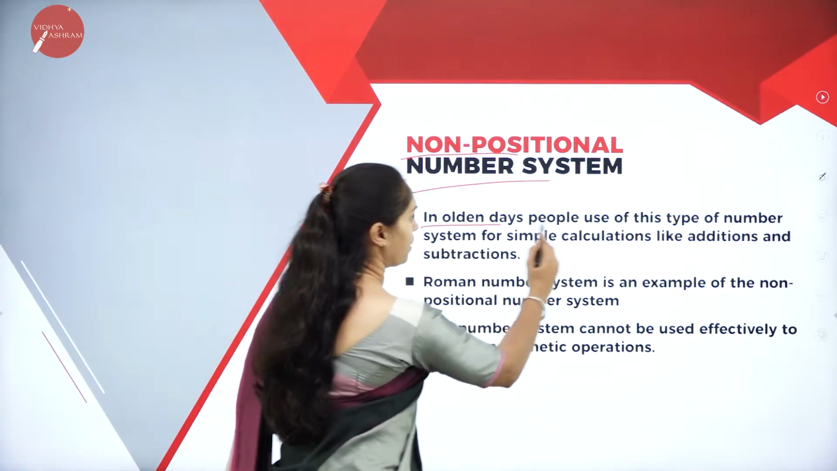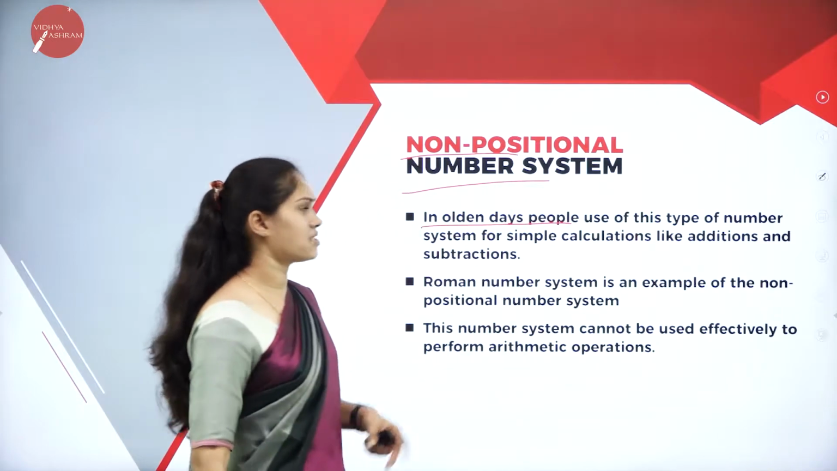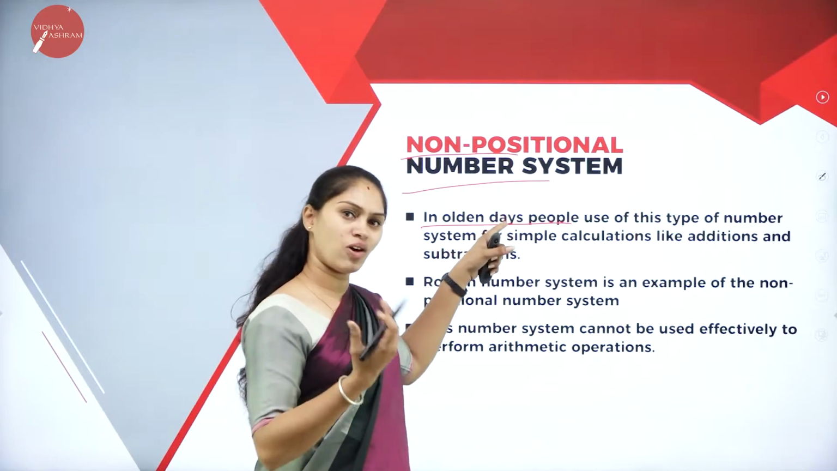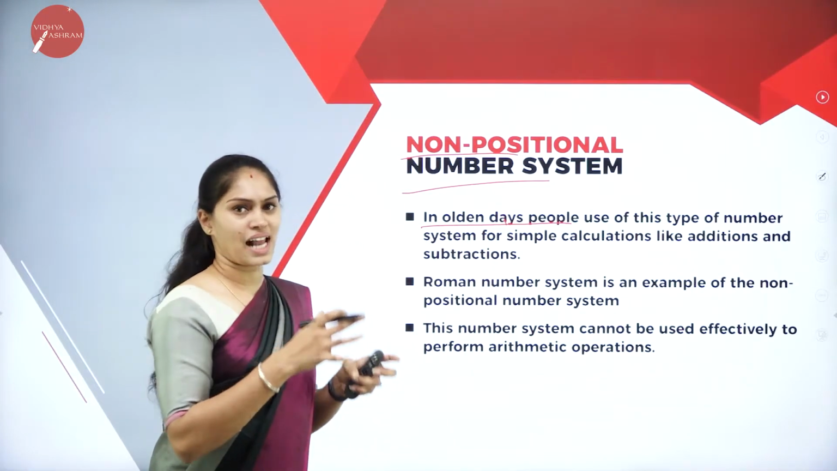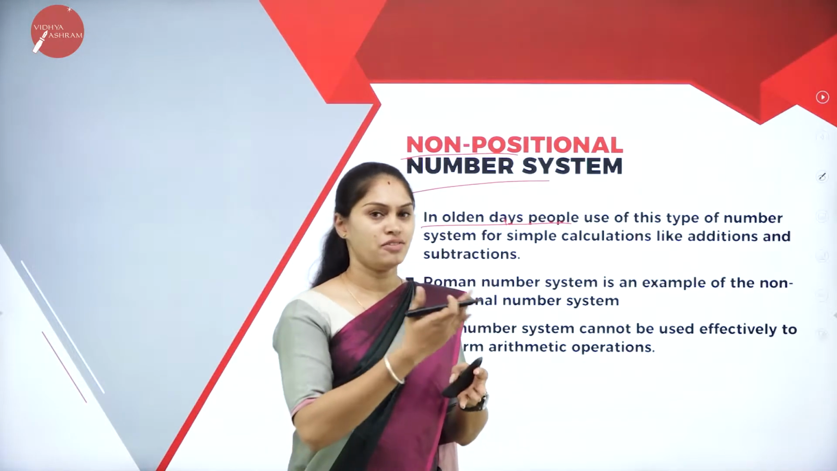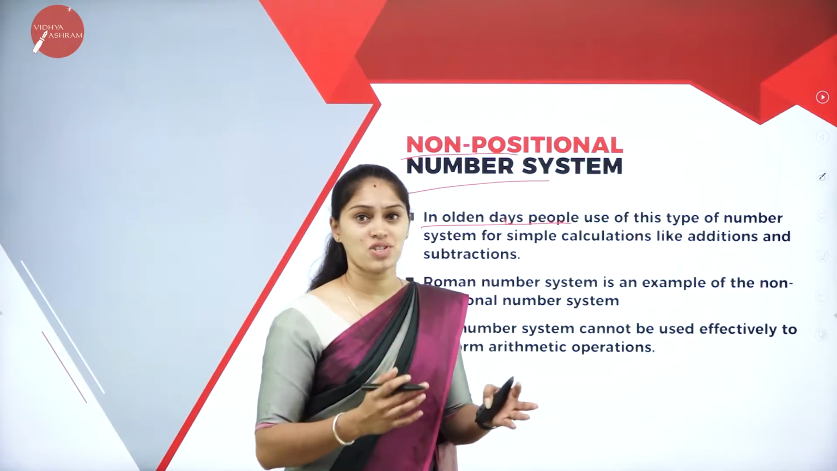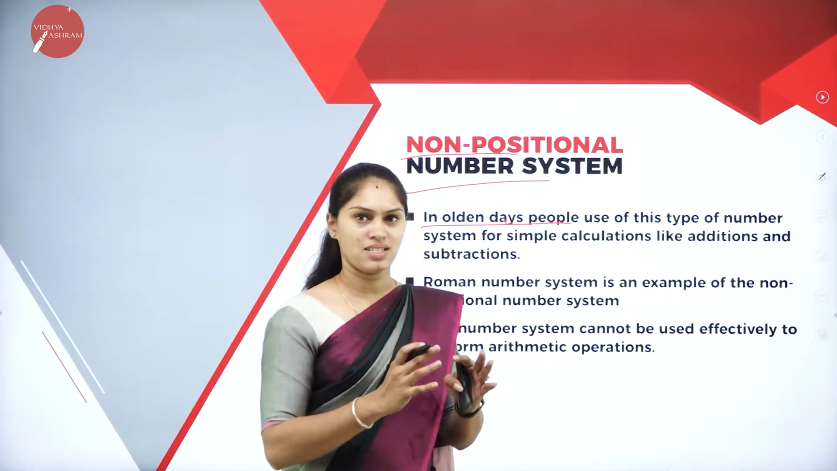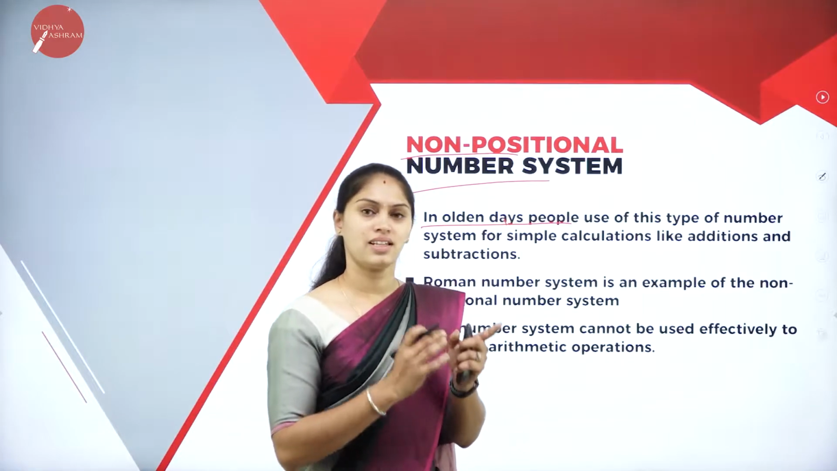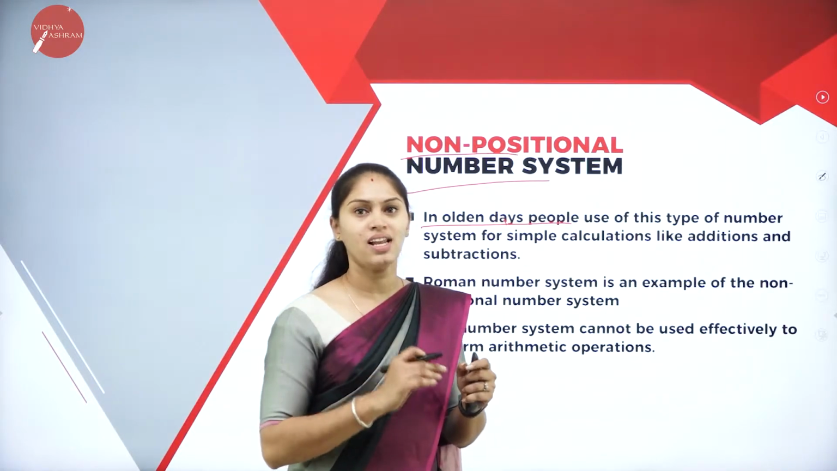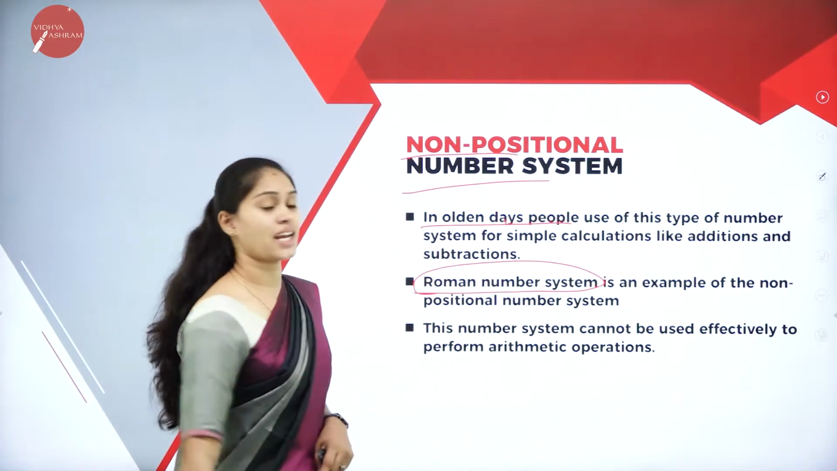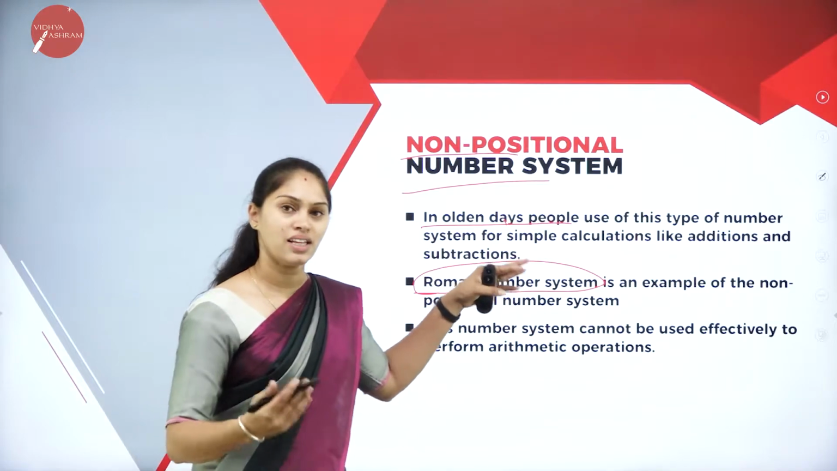In olden days, people used this type of number system for simple calculation. Mainly we used numbers for calculation purposes only: addition, subtraction, multiplication, division and so on. In the non-positional number system, there is no weightage for the numbers. That is why we call it a non-positional number system, and the Roman number system is the very best example of it.